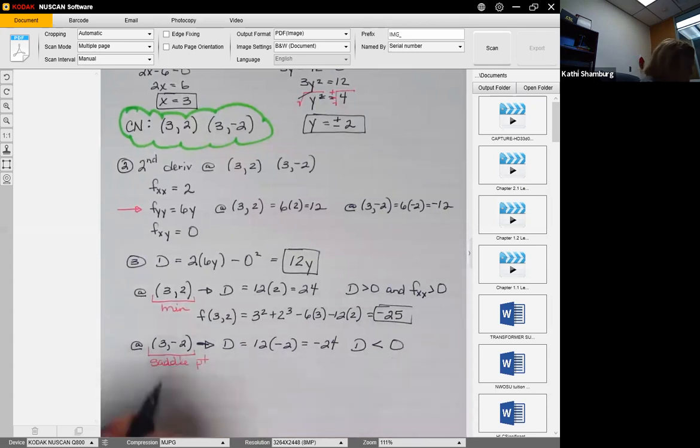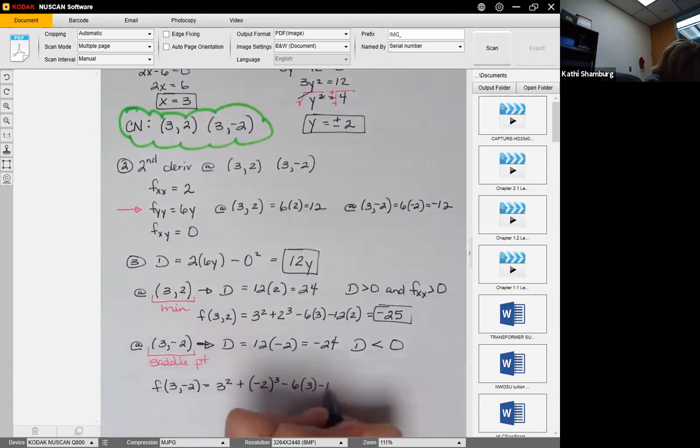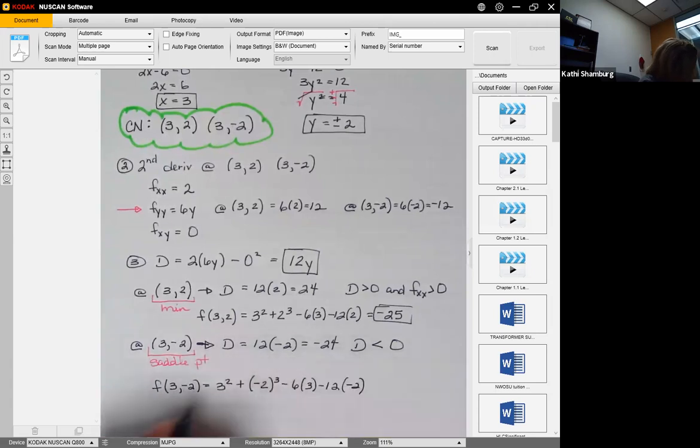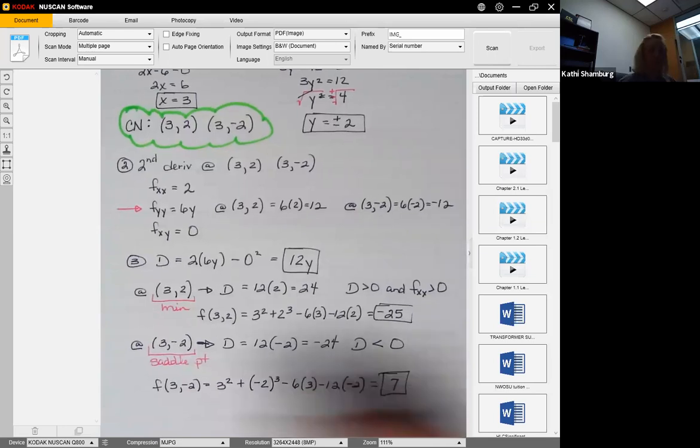Now, where is it a saddle point at? 3, negative 2. So now I have 3 squared plus negative 2 cubed minus 6 times 3 minus 12 times negative 2. So this gives us 9. Negative 2 cubed is negative 8, so I'll have minus 8, minus 18. And now I'm going to have plus 24. So I get 7. So that one looked a little bit different.